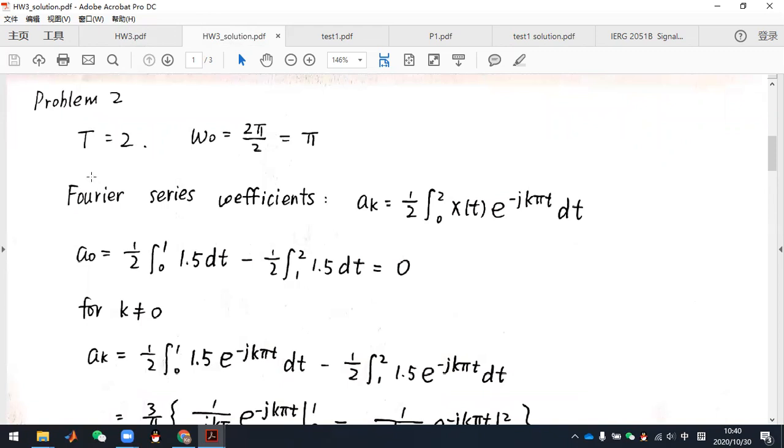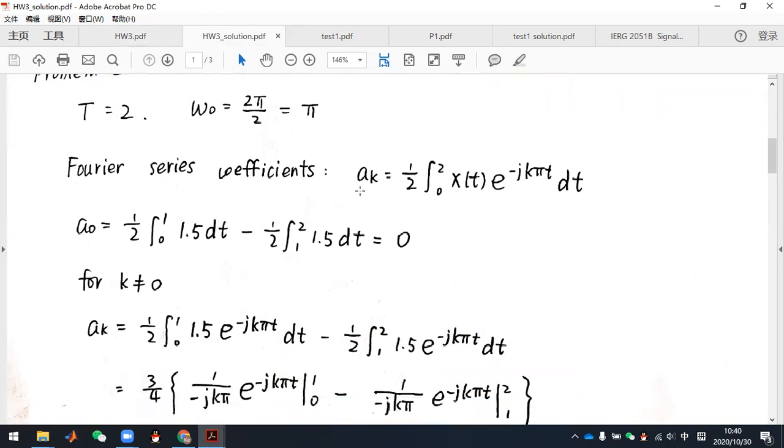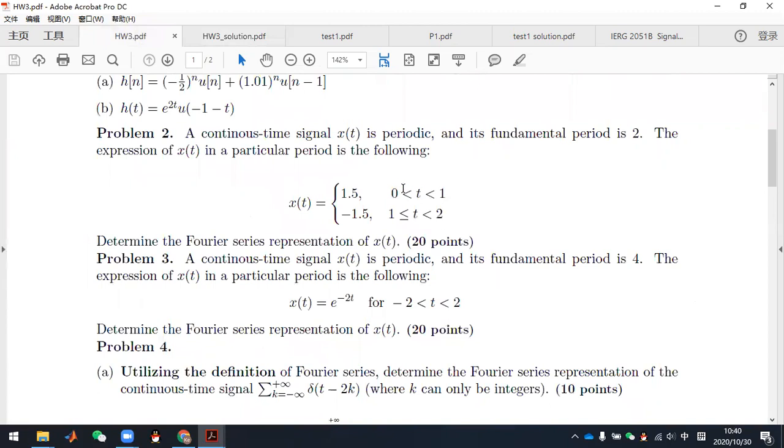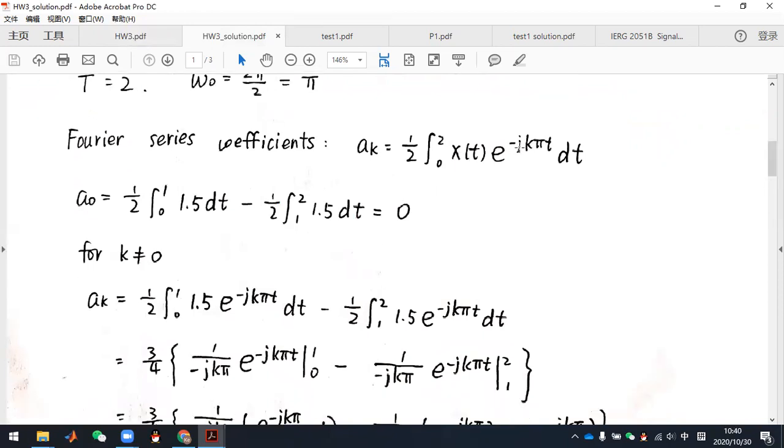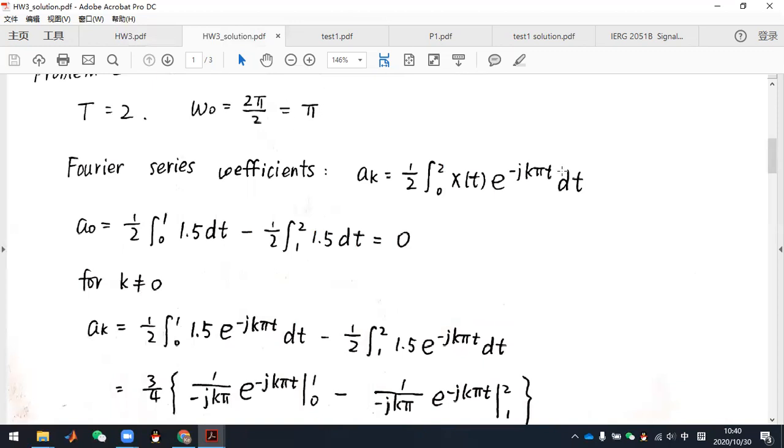The next step, the Fourier series coefficient a k is equal to 1 over T, the integral over one period. Here we choose the period between 0 and 2. x of t times exponential minus j k omega 0 t. Omega 0 is pi here.